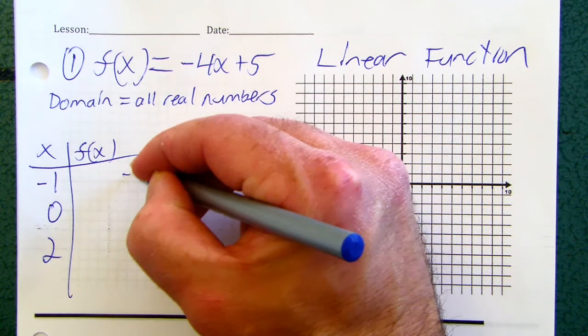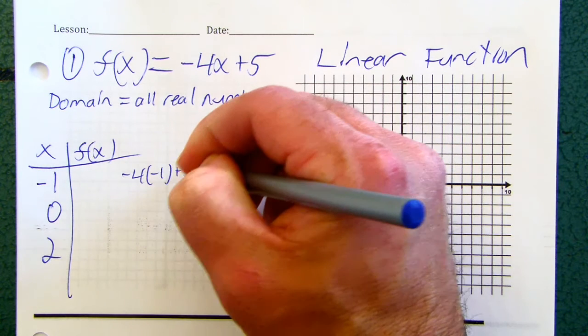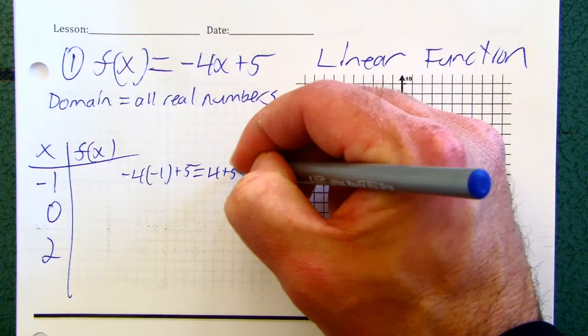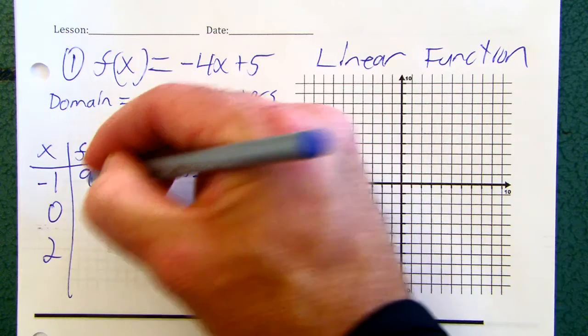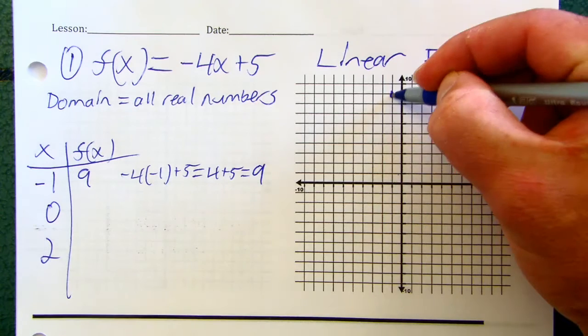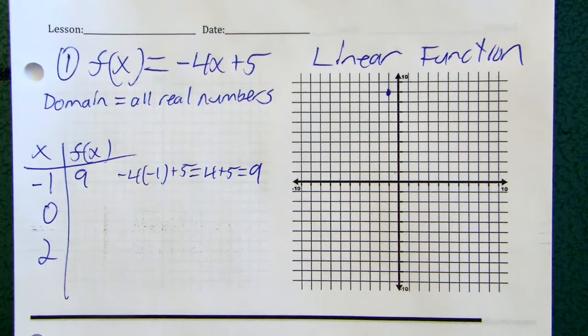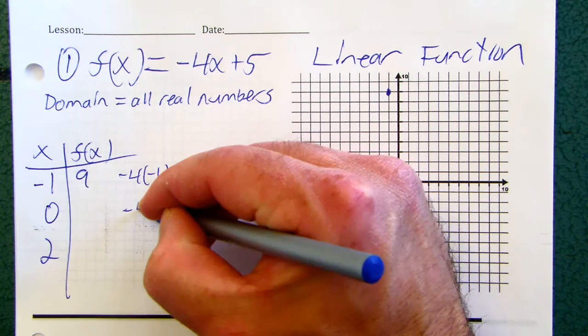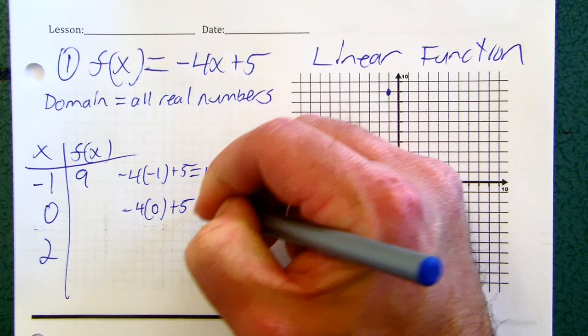So that means I'm going to have negative 4 times negative 1 plus 5. So it's going to be 4 plus 5 is 9. So -1, 9 is up there. And again, we're just getting some points here. This is a continuous function. There's infinitely many points on here.